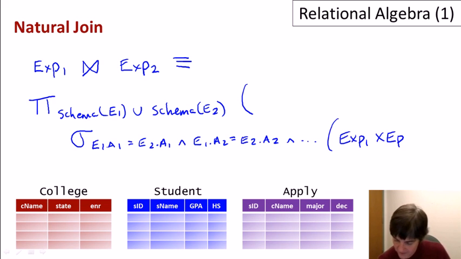So again, the natural join is not giving us additional expressive power, but it is very convenient notationally.